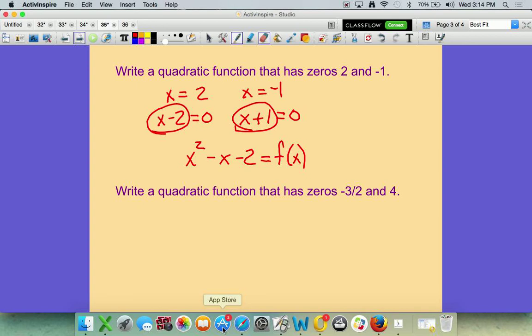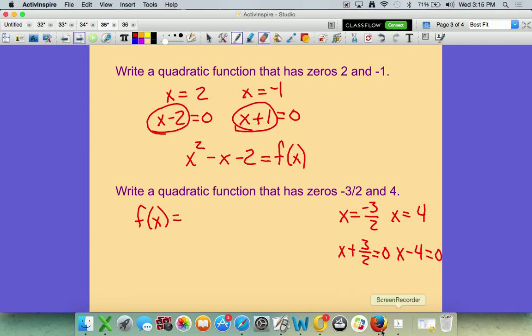All right, for our next one, write a quadratic function that has zeros of negative 3/2 and 4. Well, I can already write that down as part of my answer. I know that x equals negative 3/2 and x equals 4. So what I could do here is say x plus 3/2 and x minus 4 both equal 0. Then I can multiply those together. I don't want to multiply by this 3/2 though, okay?